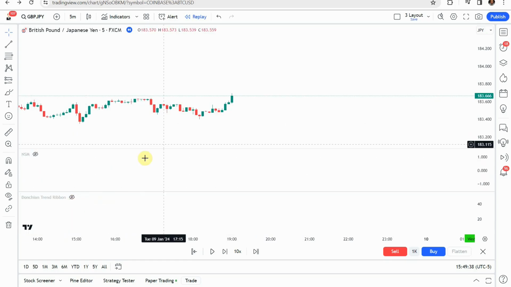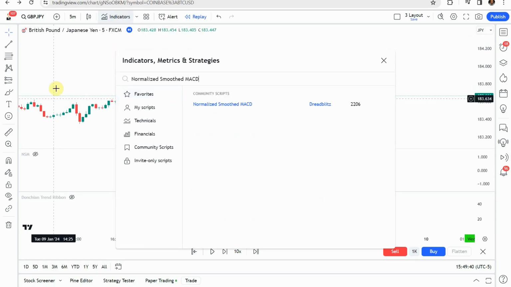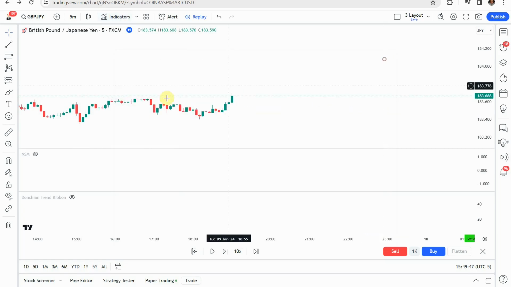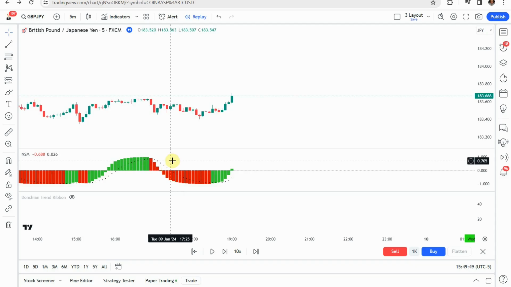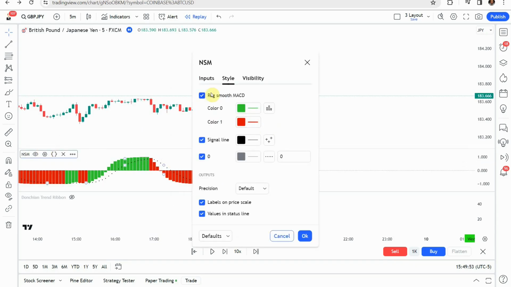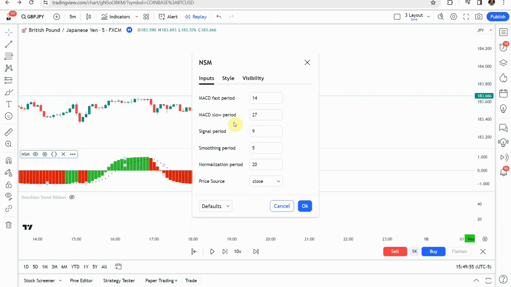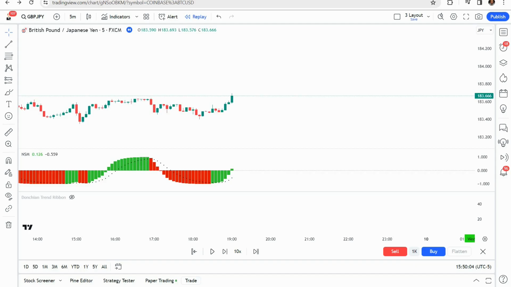So we'll go ahead and turn off these two indicators here. First indicator we'll add to the screen is going to be the normalized smoothed MACD. You'll add that to the screen right here, and it will look something like this, but we'll go ahead and jump into the settings and make a few changes. Under the inputs, you're going to change the fast period to 14, and you're going to change the slow period to 27. Go ahead and click OK.